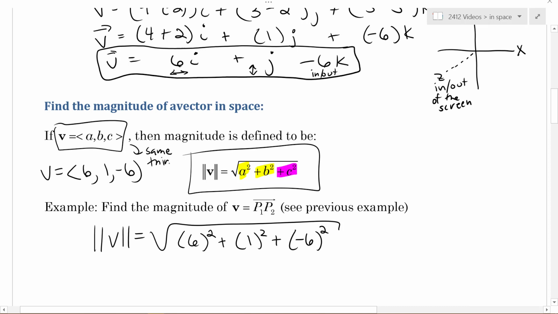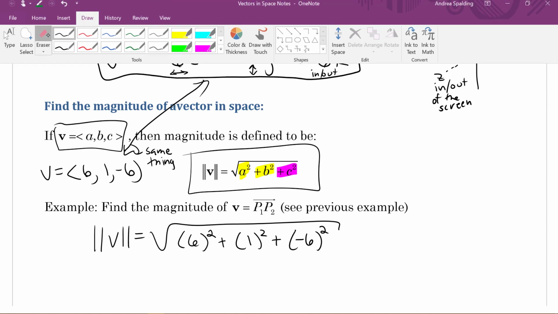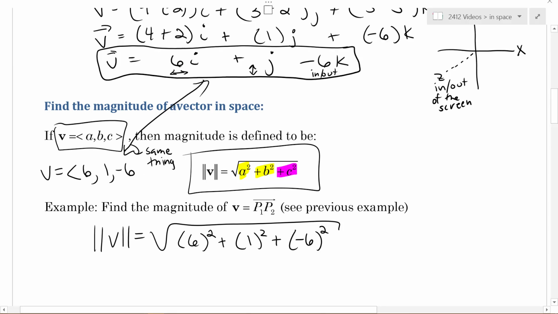They're both the component form of the vector, but one is using the i, j, k and one is using those angle brackets. And this should be an angle bracket. But they're both basically telling us the same piece of information, all three of those movements. So in this case, here's our a, here's our b, and here's our c value.